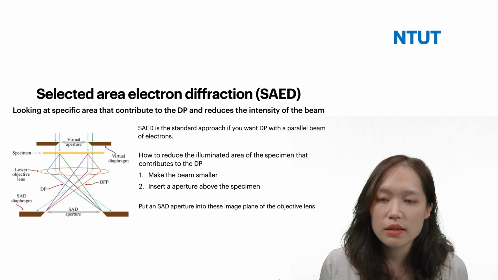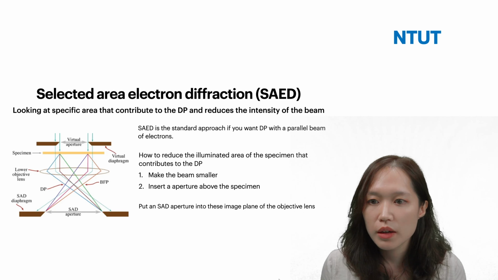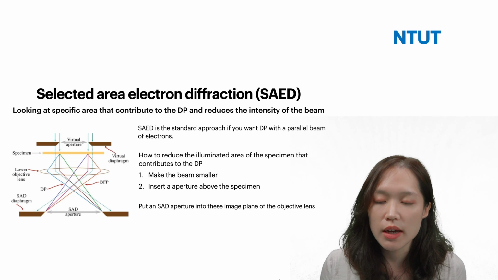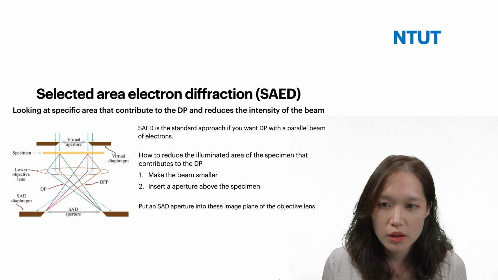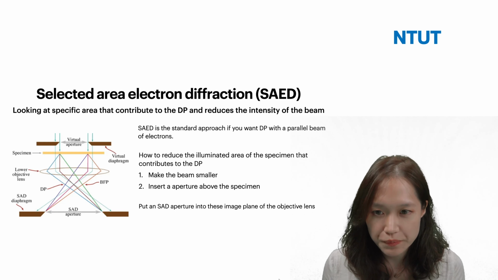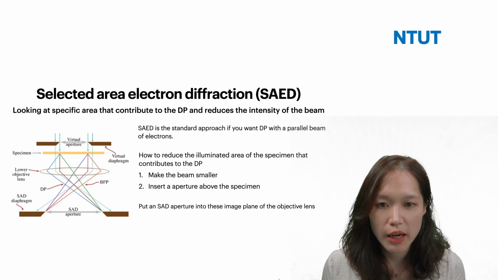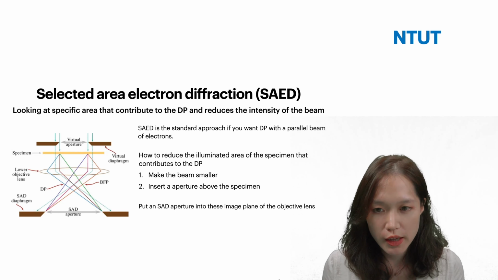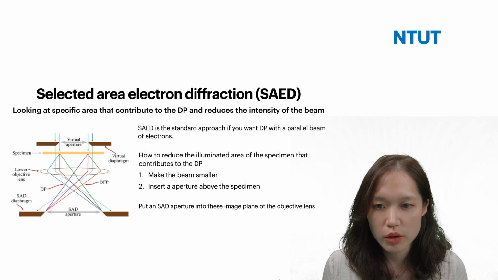Okay, so the selected area electron diffraction, which we just call SAED: what we do is look at the specific area that contributes to the diffraction pattern and reduce the intensity of the beam. As you can imagine, it's a selected area, so we look at a specific area. SAED is the standard approach if you want a diffraction pattern with a parallel beam of electrons. We'll talk about parallel beams later on, so don't worry just now.